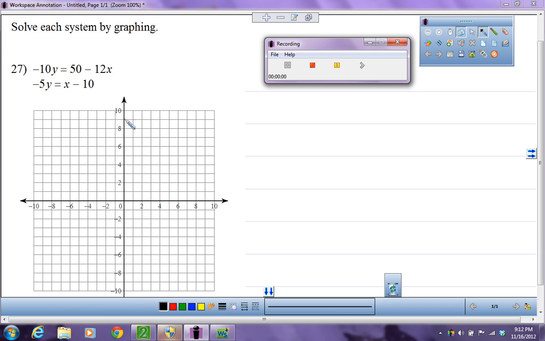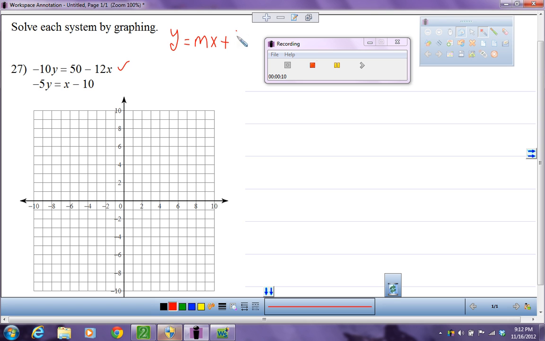The good thing is that this one looks a little bit easier. If I do this in red and follow our model, then when I set up my equation here, I got negative 10y, I got my 50 and a minus 12x.